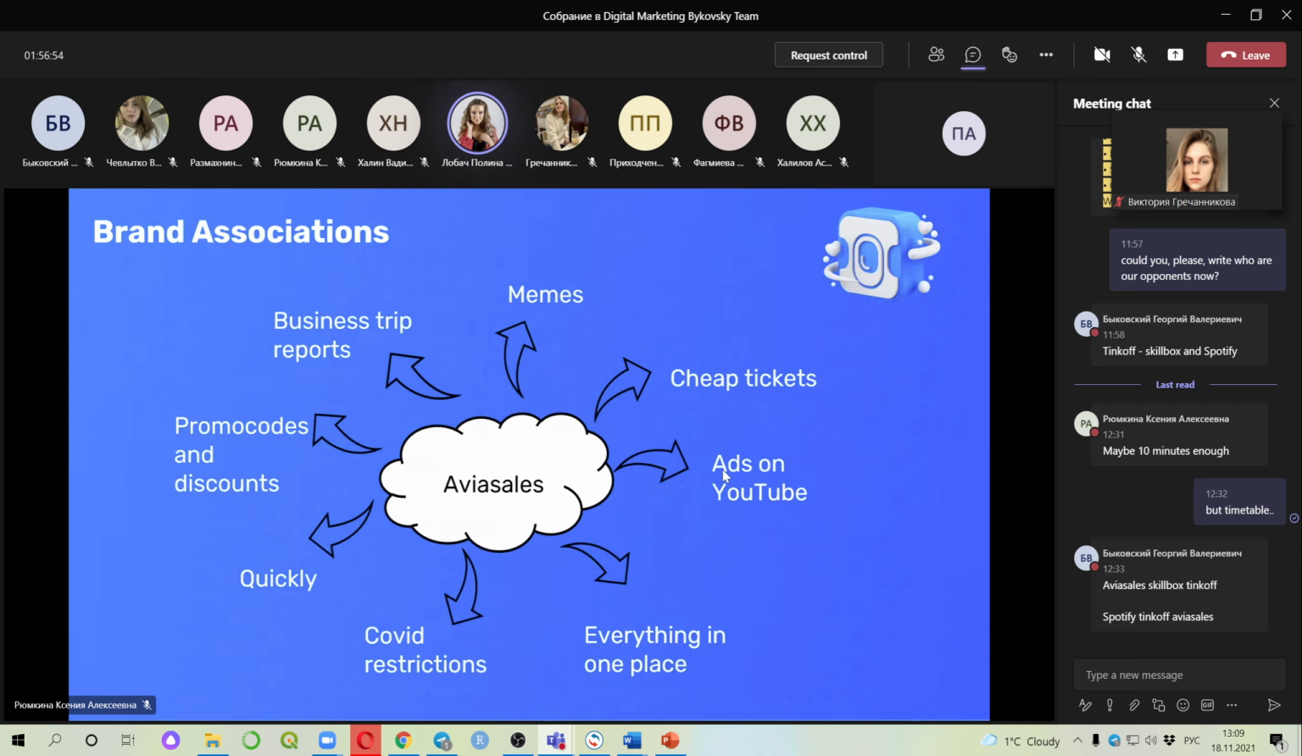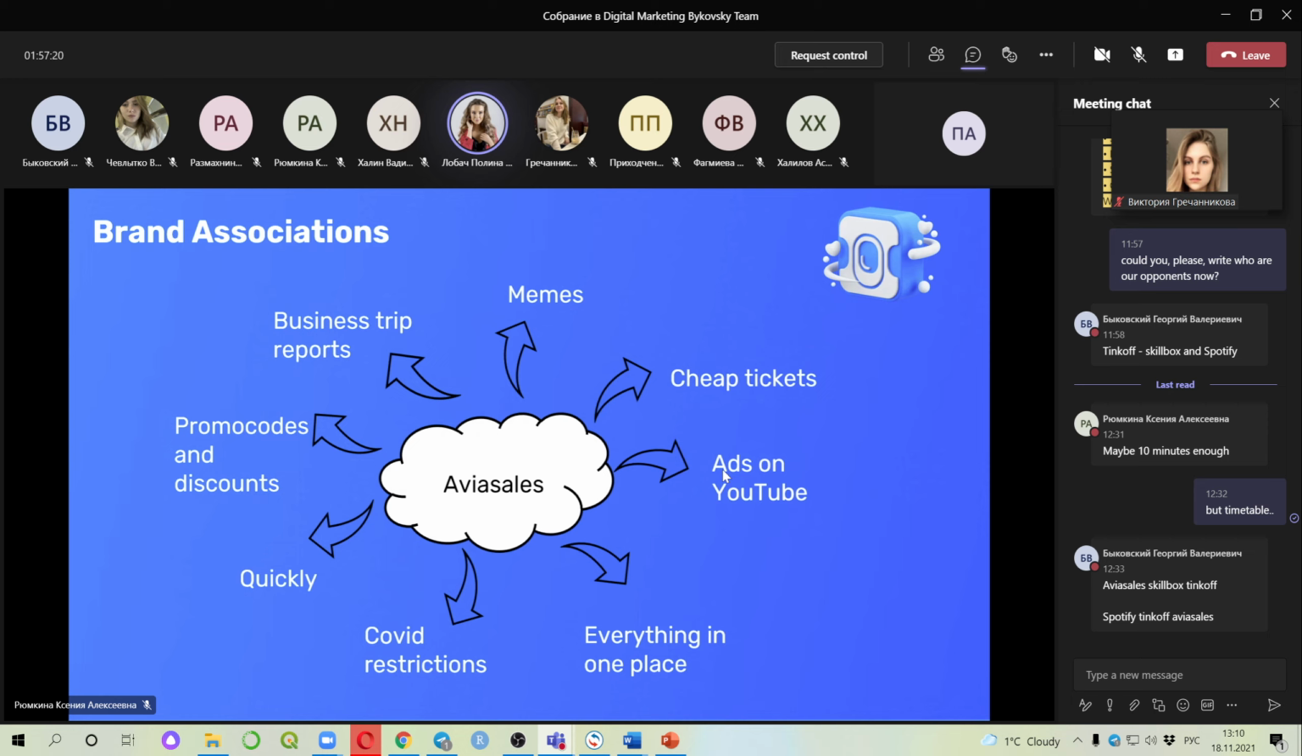Now about emotional benefits. It is interesting that the prices for buying a ticket on AviaSales are lower than at airport ticket offices. So in this case, the client can be satisfied and get positive emotions because they will save money on buying a ticket. The next thing is the ability to solve several problems at once in one place, which quickly makes buyers glad.